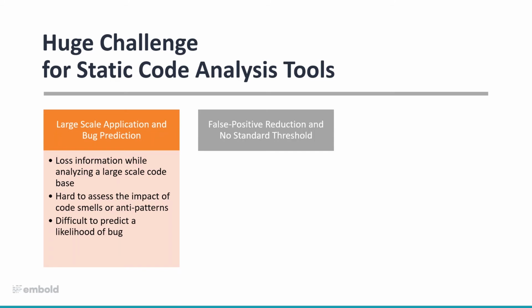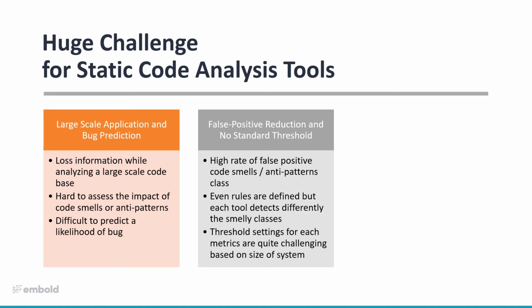And the second one would be false positives. So there are a lot of issues. There may be an endless list of code issues or code smelly classes, but which ones are really true positives? That's always a huge challenge for static code analysis tool providers. And also the threshold itself. Because we have bigger applications and we have small applications, defining the appropriate threshold is really hard. I mean, it depends on the size of the system.